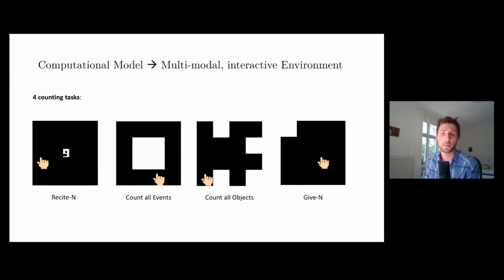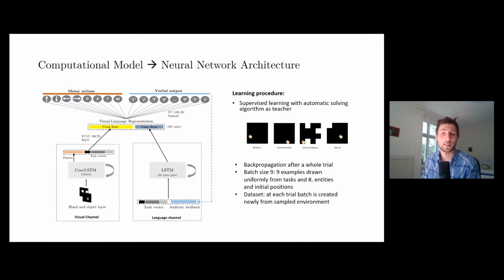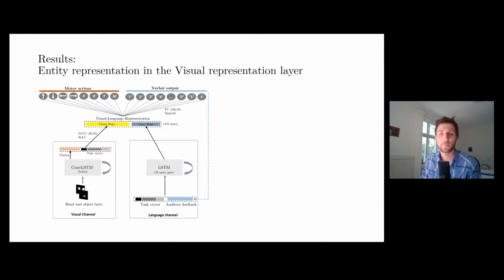counting temporally distributed events, counting spatially distributed objects, and giving n objects from a source location to a target location. We trained the depicted neural network model with a standard supervised learning scheme where the automatic solving algorithms are providing the teaching signal. In the following, we will see which internal mechanisms the network learned to solve all these tasks.